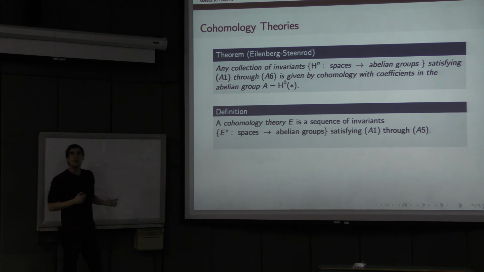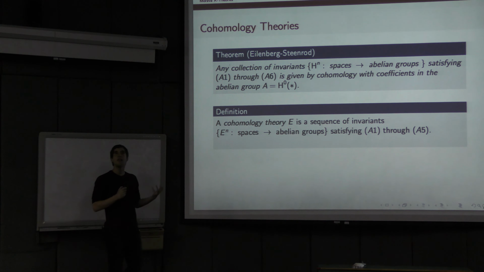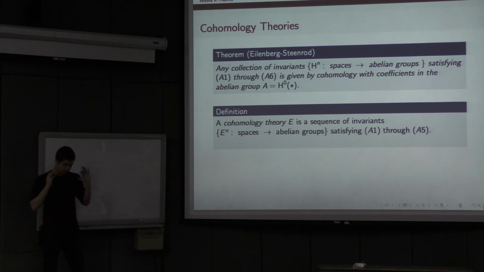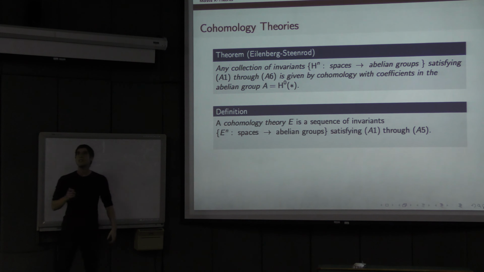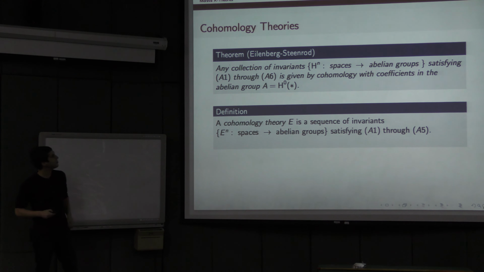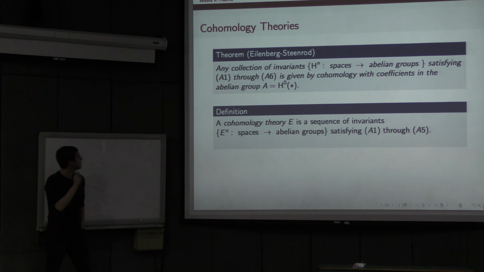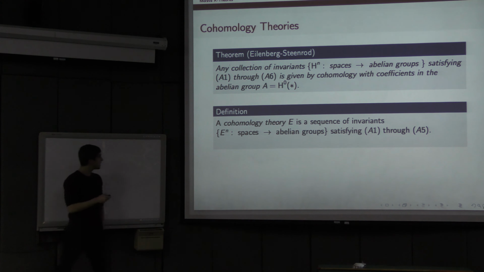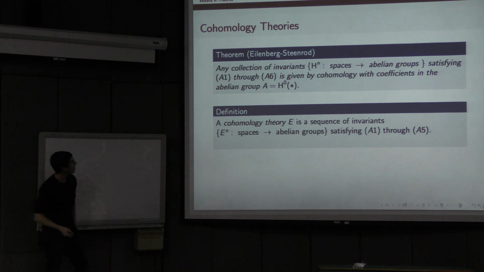So subsequently, people realized that there were a lot of interesting examples of algebraic invariants that satisfied most of these conditions, but failed to satisfy the dimension axiom. So these were originally called generalized cohomology theories or extraordinary cohomology theories. Nowadays, they're just called cohomology theories.